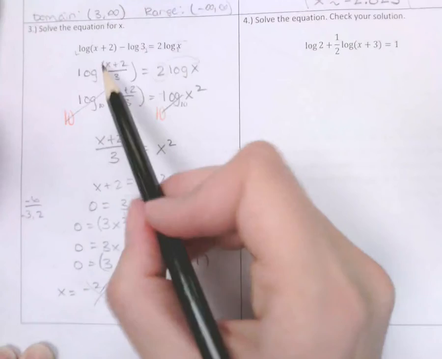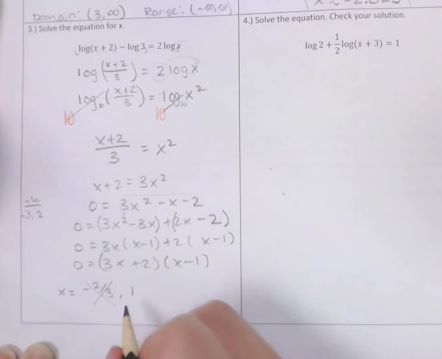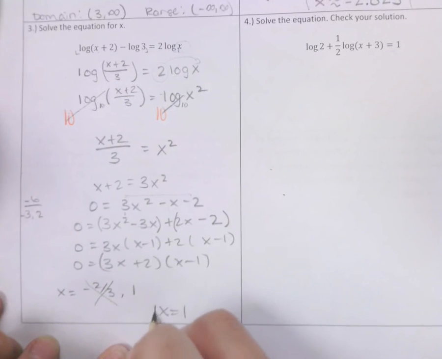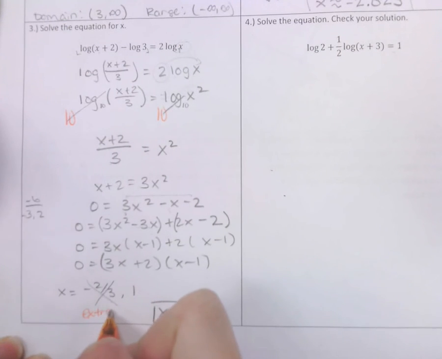1 is going to be okay because I get 3 here and 3 there, or 1 there, so that one's fine. So your answer is just going to be x equals 1. This one's extraneous.